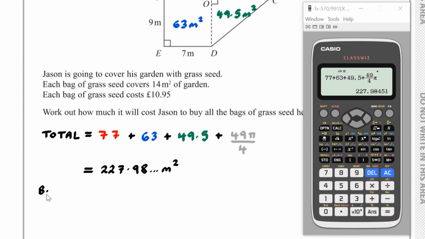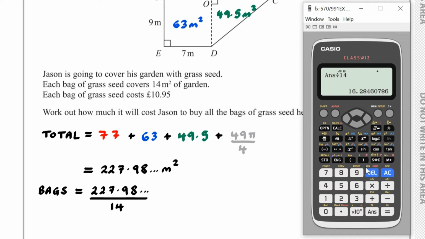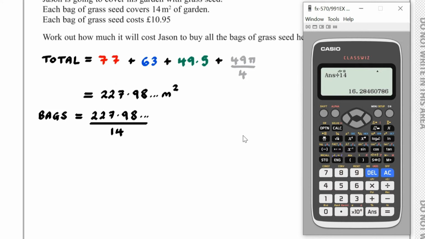So for the total number of bags, we would have the area of 227.98 etc. divided by 14 because each bag of grass seed covers 14 meters squared. So if I divide this value by 14, it turns out the total number of bags we need is 16.28, etc. So in other words, we need 17 bags.